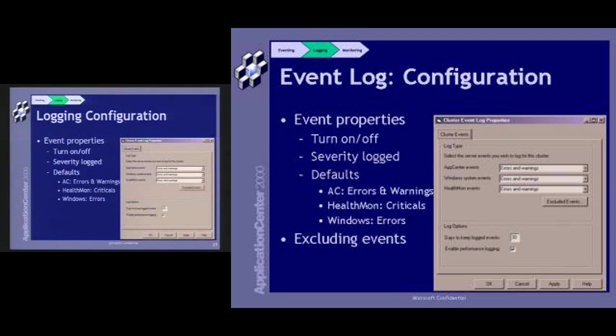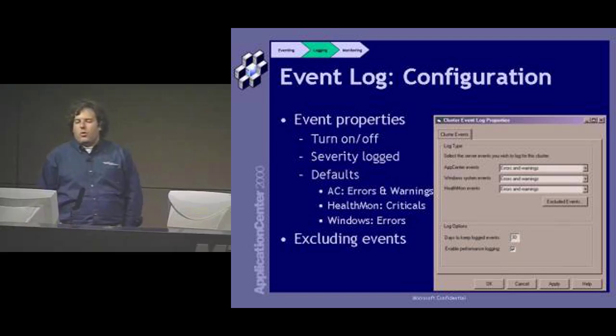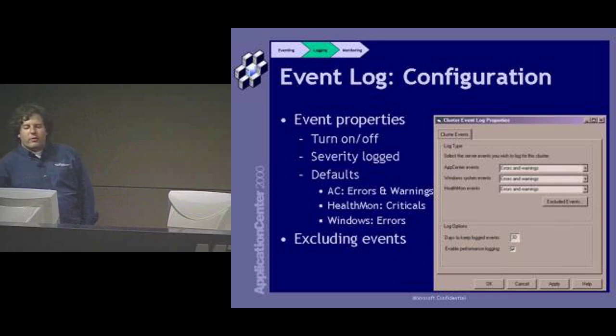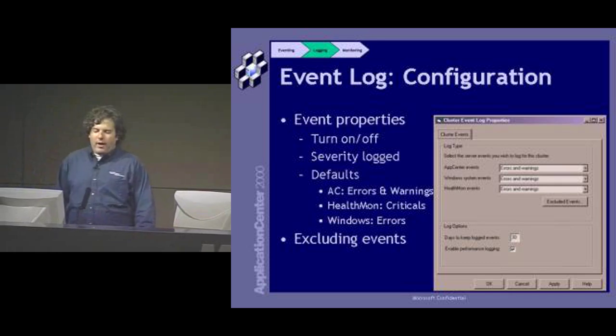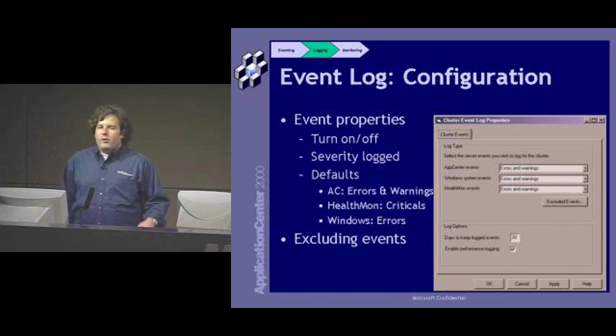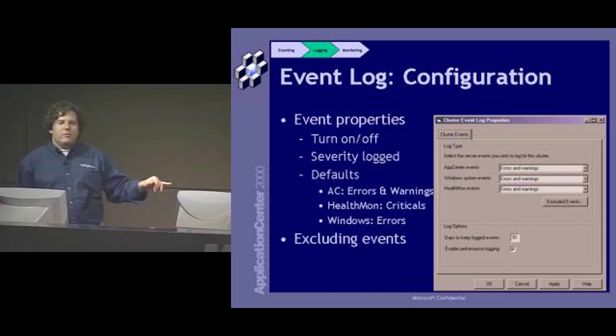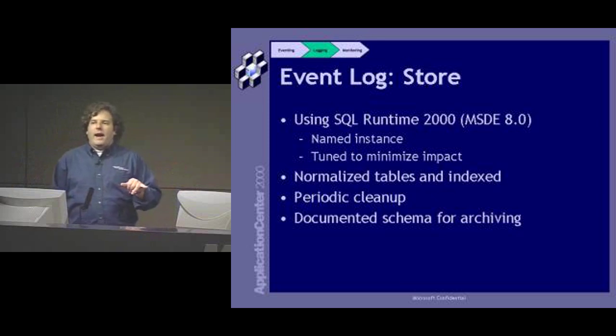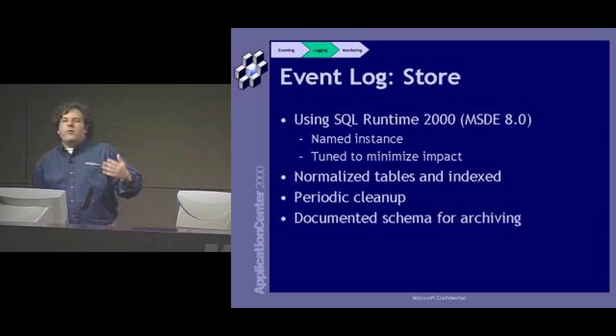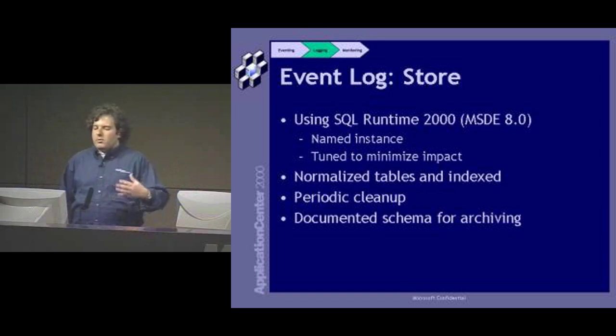By default, we're going to log all AppCenter errors and warnings, all HealthMon critical thresholds, and all Windows event log errors. You'll have the ability to exclude events from our view UIs. For instance, if you never want to see a FrontPage event, you can exclude that by source and ID, and we won't ever log those to our log. If down the road you decide you really do need to see those, you'll be able to turn those back on.